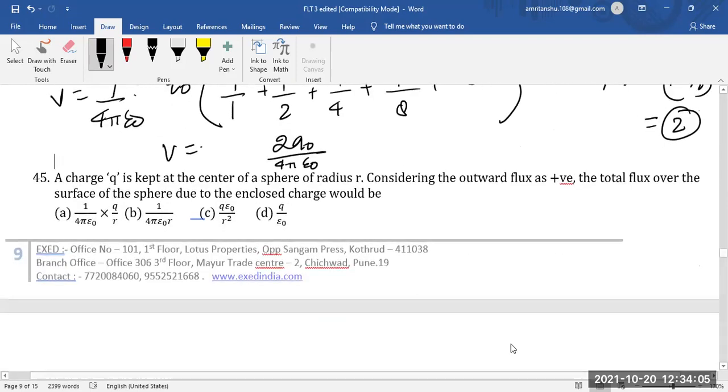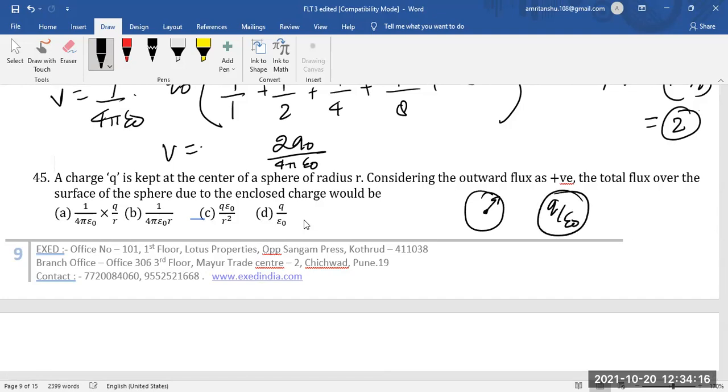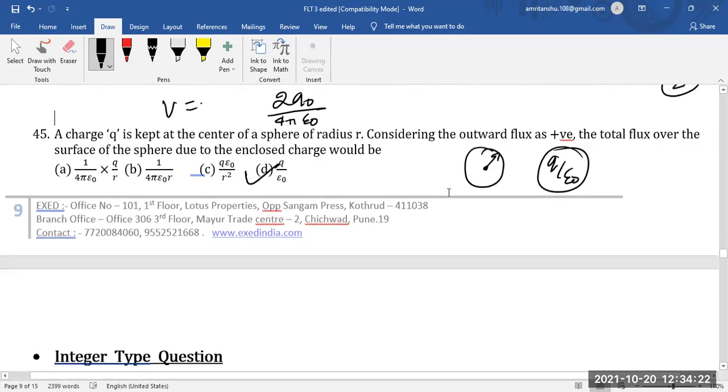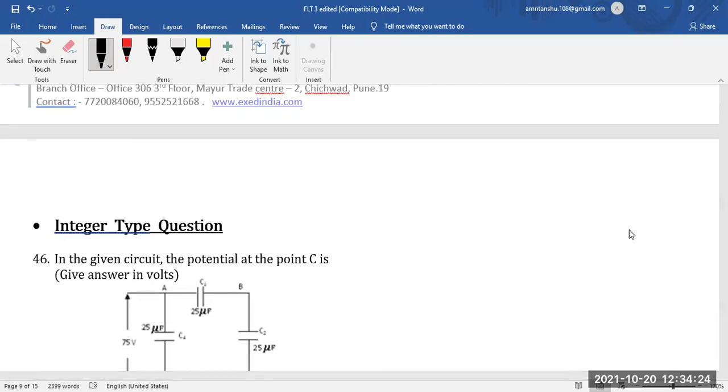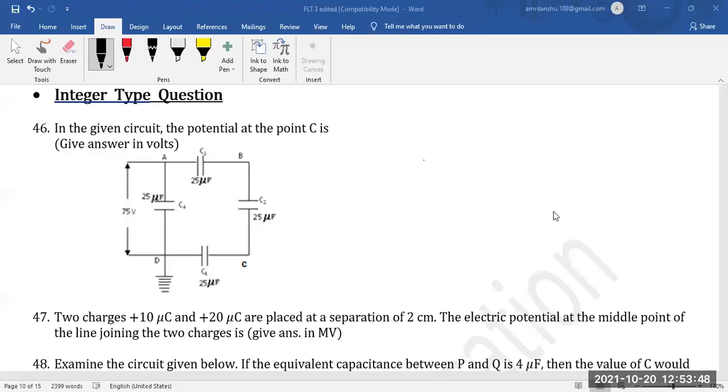And 45th is very simple, it's actually just the statement of Gauss law. Q is kept at the center of a sphere of radius r. The total flux is going to be Q by epsilon naught. That's just a statement of Gauss law. So Q by epsilon naught. Moving on to integer type questions. So moving on to question number 46.